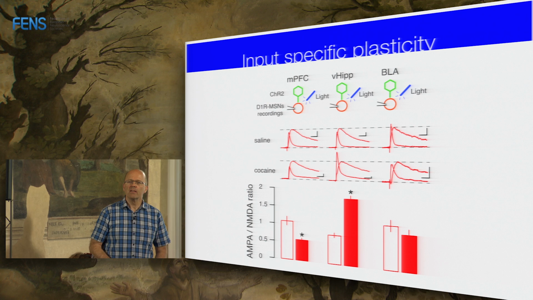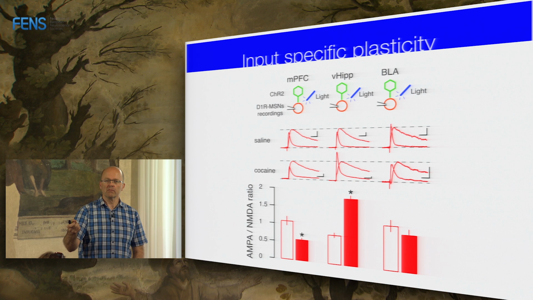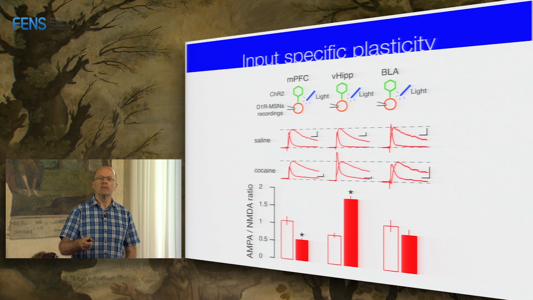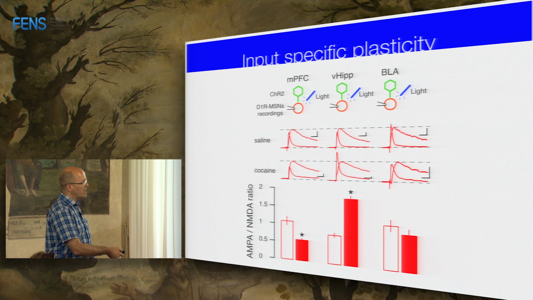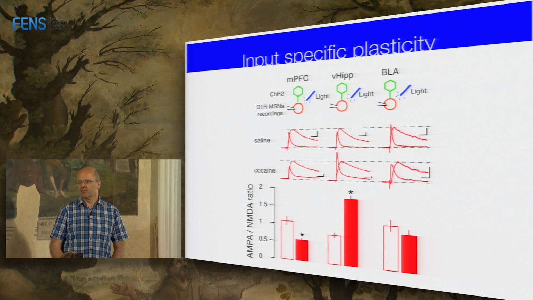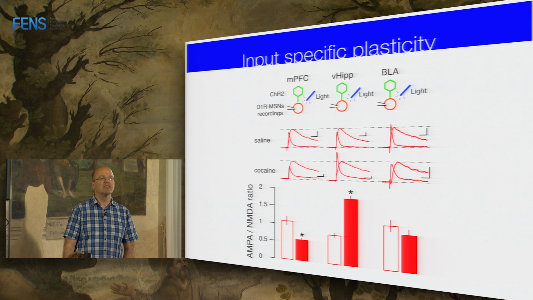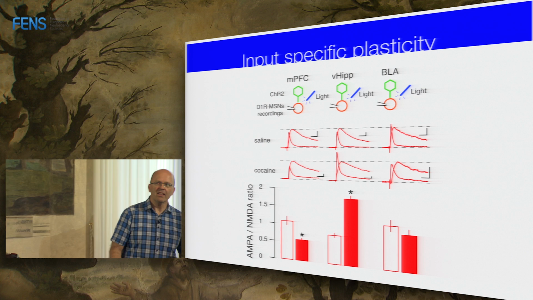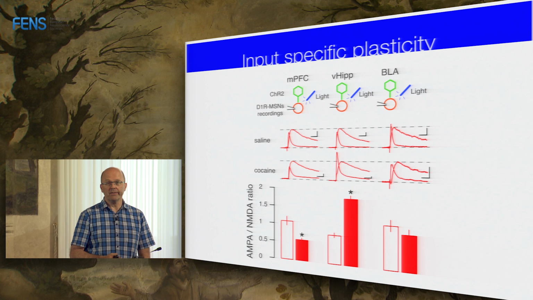Insertion of AMPA receptors that do or do not contain GluA2. It doesn't have the GluA2. Yeah, so it's GluA2 containing AMPA receptors in the ventral hippocampus, and that would explain this increase of AMPA-NMDA ratio. Okay, good. We came to the same conclusion. That's reassuring. What's the interpretation for the MPFC? A decrease in non-rectifying AMPA receptors. A decrease in what? In non-rectifying AMPA receptors. A decrease in GluA2 containing. Because why?